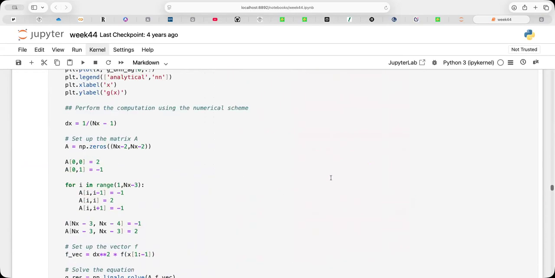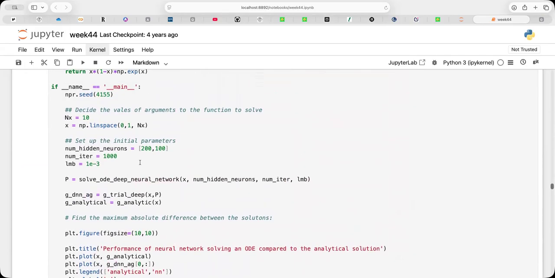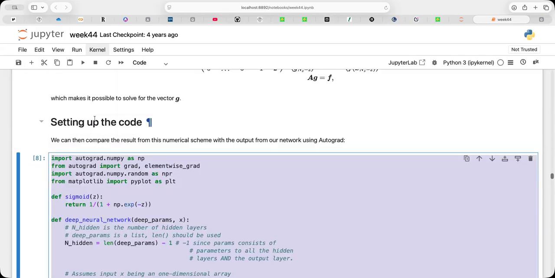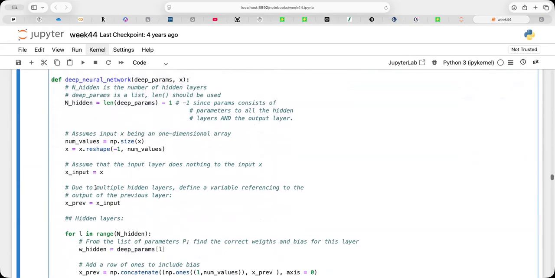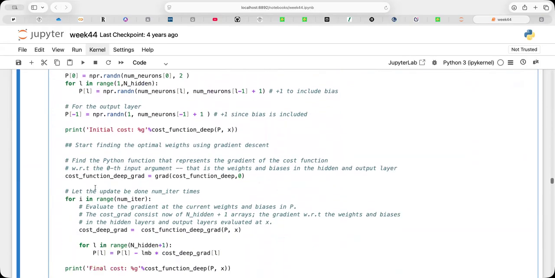But obviously, if I now go back and increase the number of points, my numerical scheme is actually going to do much better. So let's just redo it.